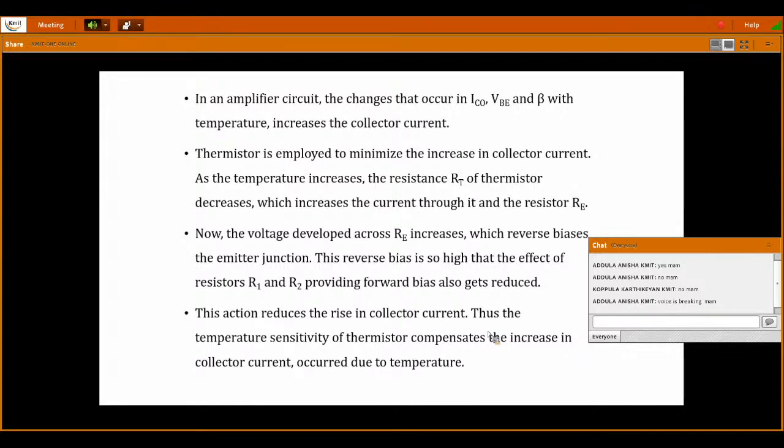When the base current is reducing, then obviously the collector current is also decreased, so it can be compensated for the same amount of increase in the collector current. That can be compensated by using your thermistor circuit like this. So we can compensate the amount of collector current change due to the reverse saturation current, the VBE or beta variation by connecting a thermistor component across your collector to emitter. So is it clear, everybody?